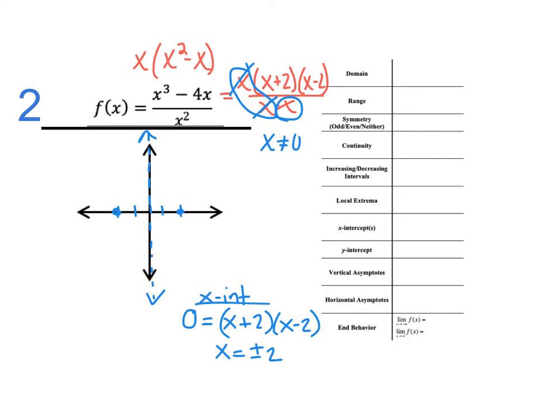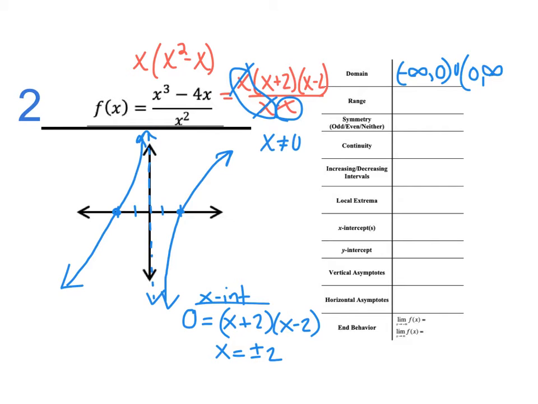Now I'm going to go to my graphing calculator, and I see a function that looks like this and like this. Okay, now I can talk my domain. I've already established that the domain gets broken at 0 from the restriction on the denominator. So my domain is negative infinity to 0, union 0 to positive infinity.